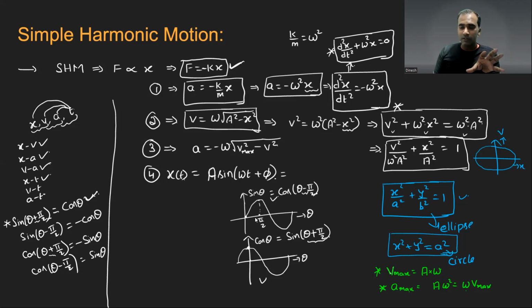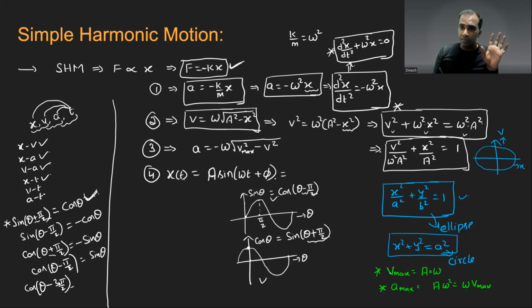If you're not comfortable with graphs, then I would suggest you remember the first one, and from that you can get the remaining three. Write them on your own so that it will be easy. Similarly, you can do other stuff also. Okay, somebody says cos of theta minus 3 pi by 2.